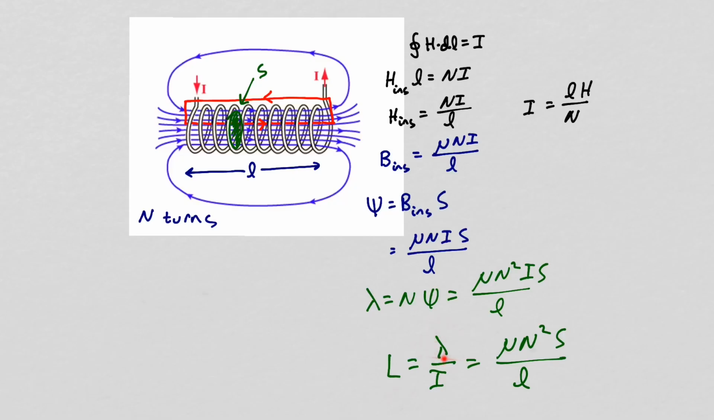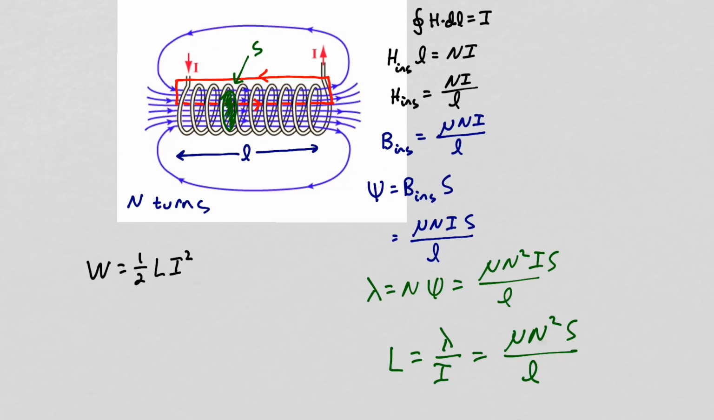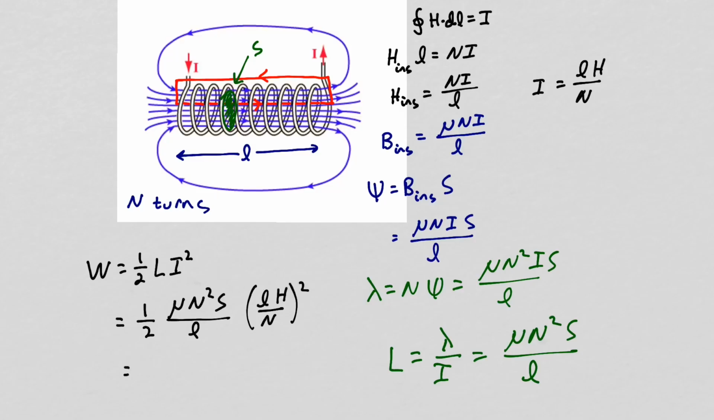We know the energy stored in our inductor is 1/2 L I squared. So for our coil, let's substitute for L this expression. And for I, looking back here, let's substitute L H over N. So squaring this, let's rewrite this as 1/2 mu H squared.